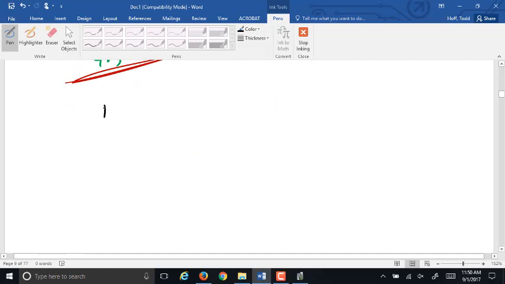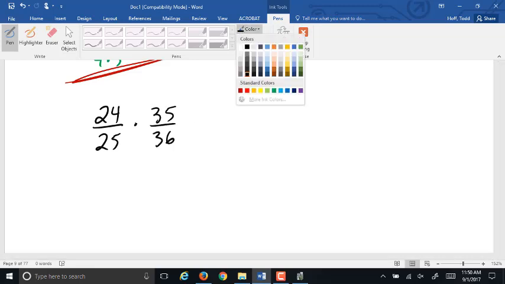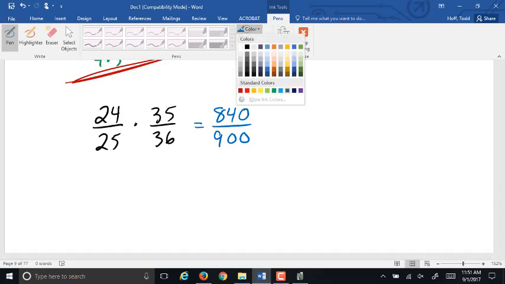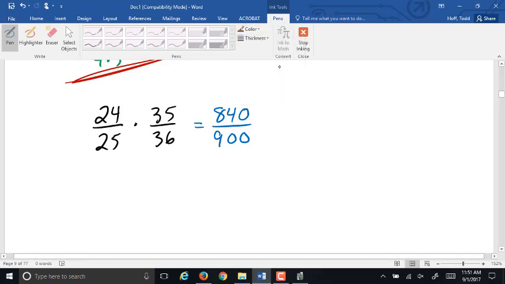Let's see here. Come up with a good example. Let's do 24/25ths times 35/36. We could very well multiply that out. 24 times 35 is 840. And 25 times 36 is 900. And then we could reduce that.